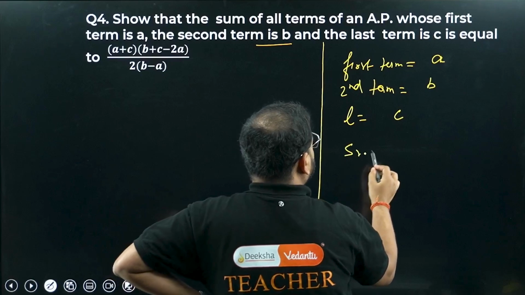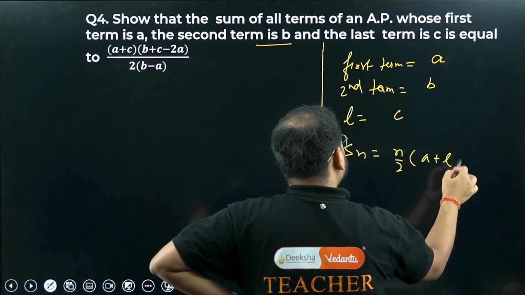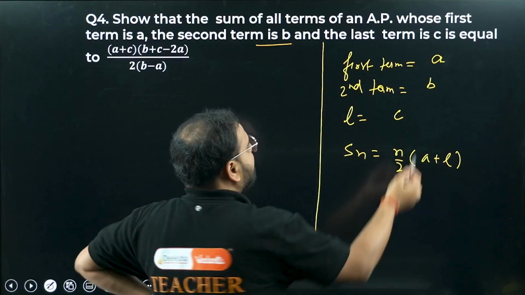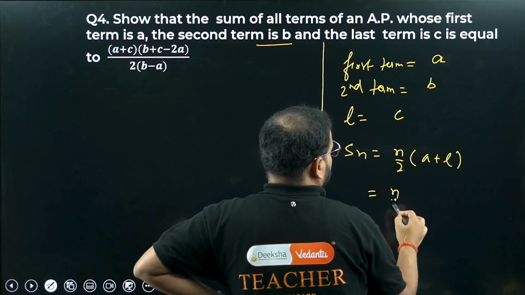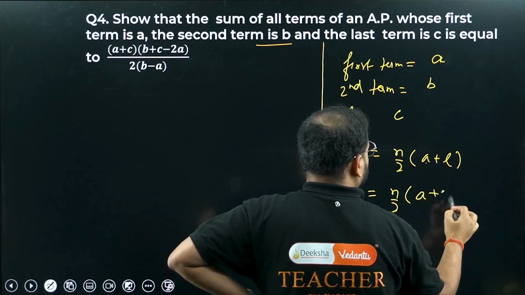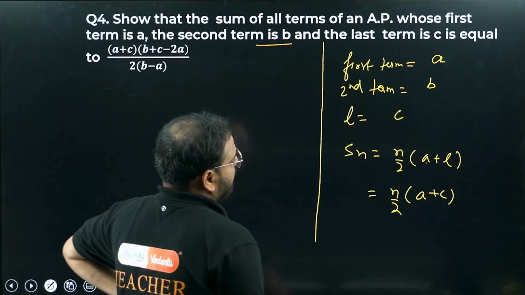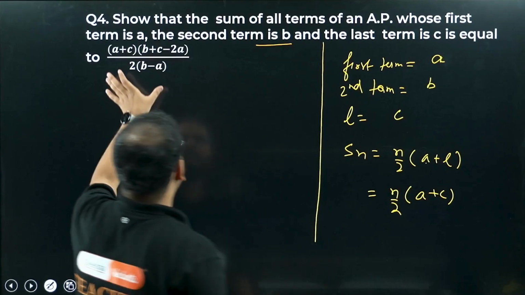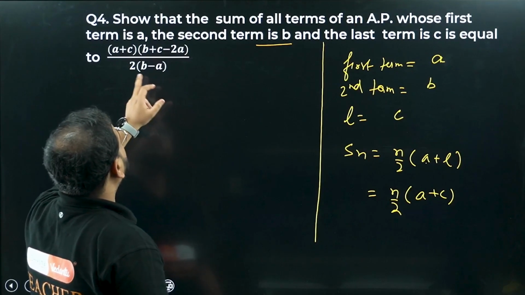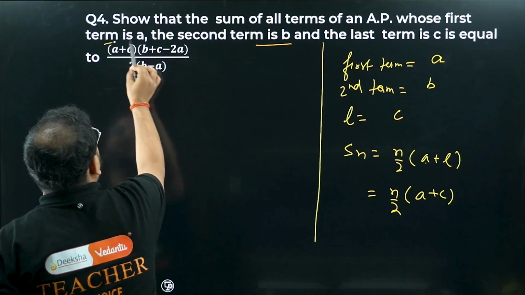Check here. Sn equals what? n by 2 times (A plus L), the first term plus the last term. The first term is A given right here, and the last term is C. So Sn is n by 2 times (A plus C). Now, we have to find the sum of n terms like this, so I already have A plus C by 2. This part I already have now.